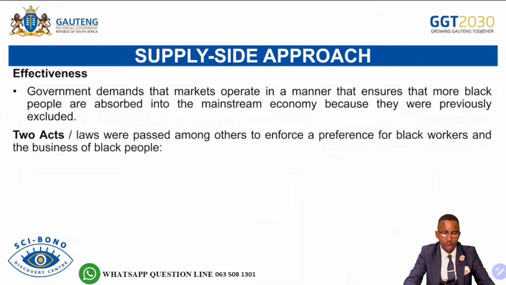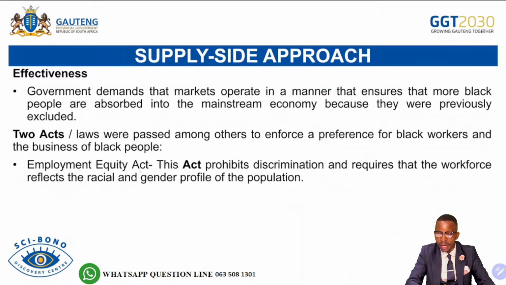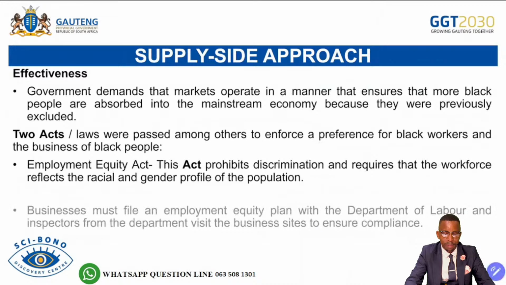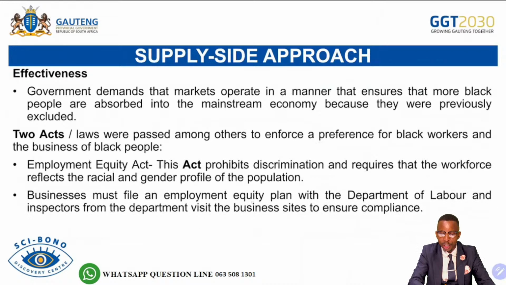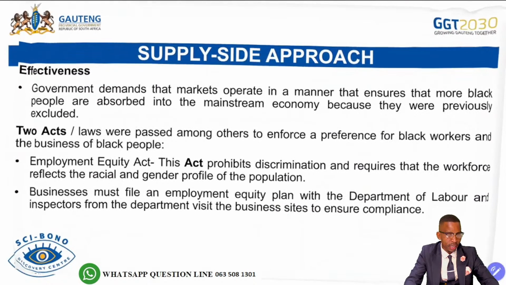Two acts or laws were passed, among others, to enforce preference for Black workers and businesses of Black people. Employment Equity Act. This act prohibits discrimination and requires that the workforce reflect the racial and gender profile of the population. Businesses must file an employment equity plan with the Department of Labor, and inspectors from the department visit the business to ensure compliance with those filed policies. We continue with the supply side approach.